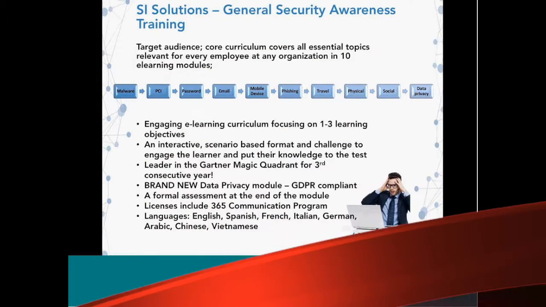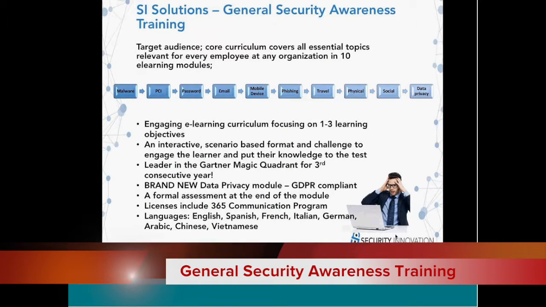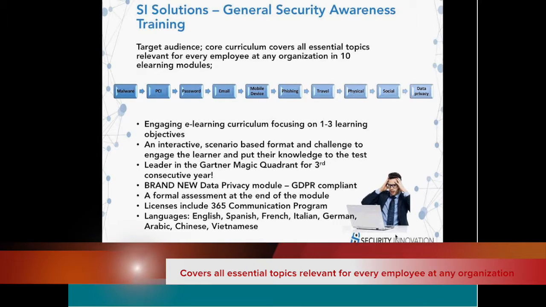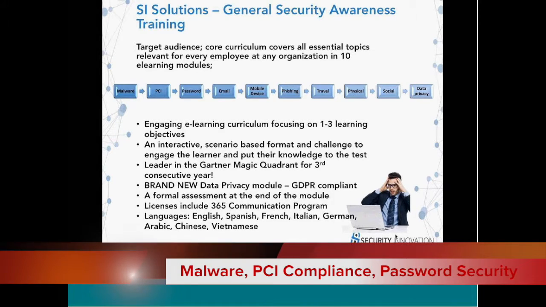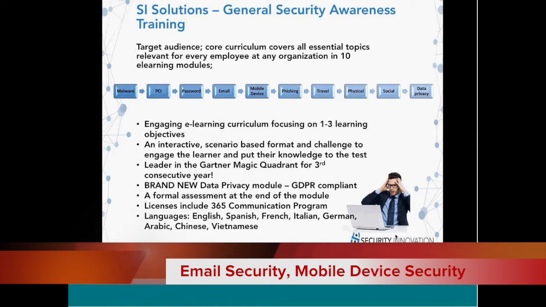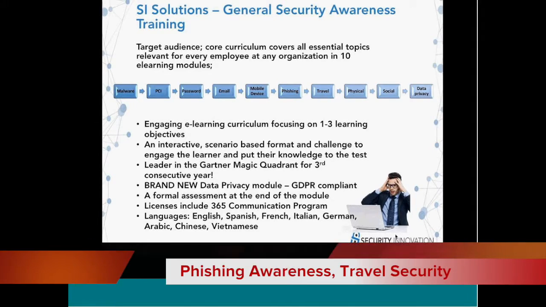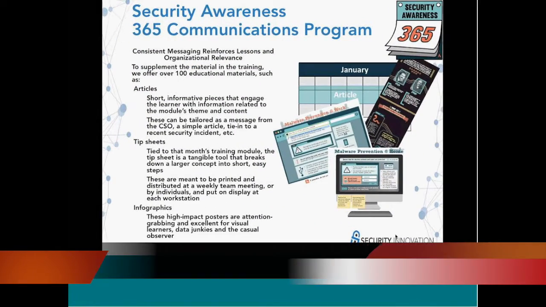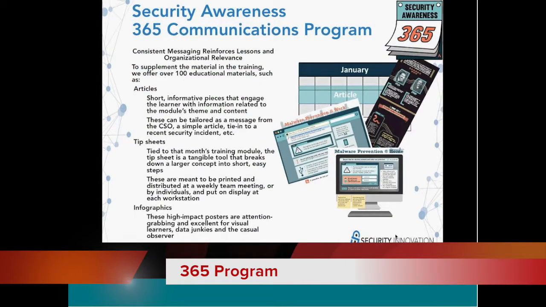And so first, with the general security awareness, as I mentioned, the target audience is really any employee or every employee in an organization. There are 10 modules or 10 topics in our general security awareness: malware, PCI compliance, password security, email security, mobile security, phishing awareness, traffic security, physical security, social engineering, and data privacy. Data privacy is our security awareness 365 program.